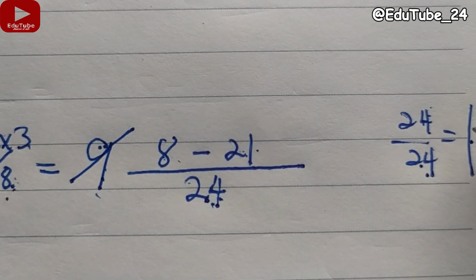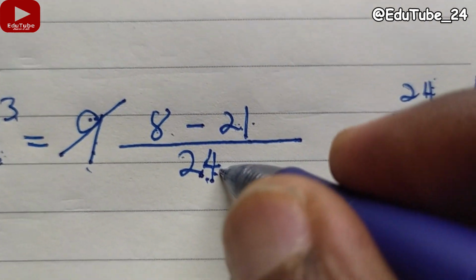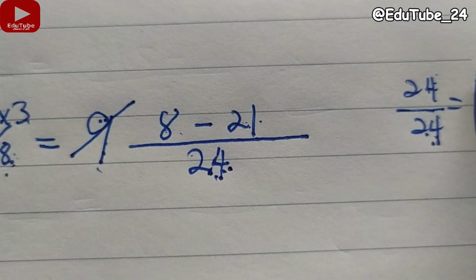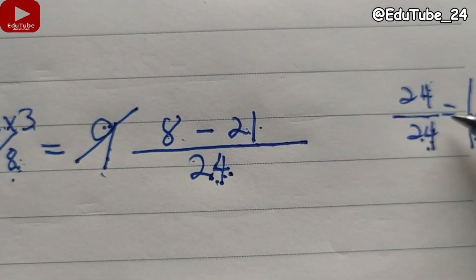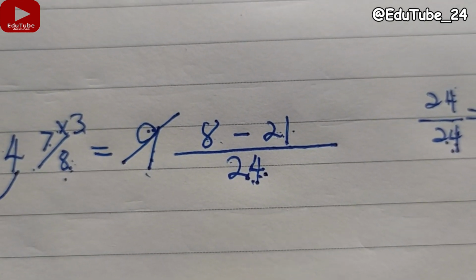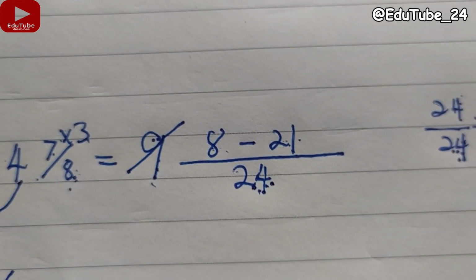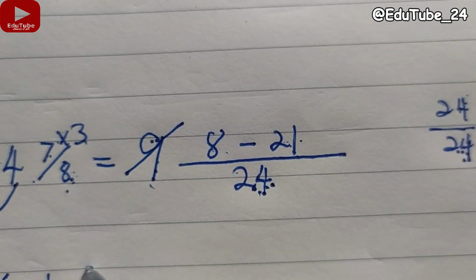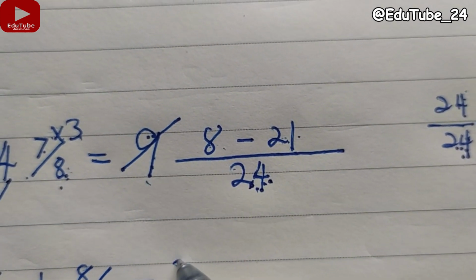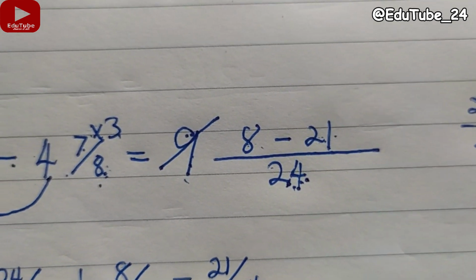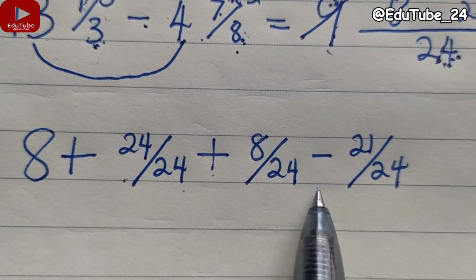So we must make sure that our 1 is converted into a fraction that has a denominator of 24, so that our operation will go smoothly. So 1 converted to a fraction with a denominator of 24 will give us 24 over 24. So I will write out 8 plus our new fraction, which is 24 out of 24, plus this 8 whole number, then out of 24, then minus 21 out of 24. So now I've given them a common denominator, all of them 24, 24, 24.